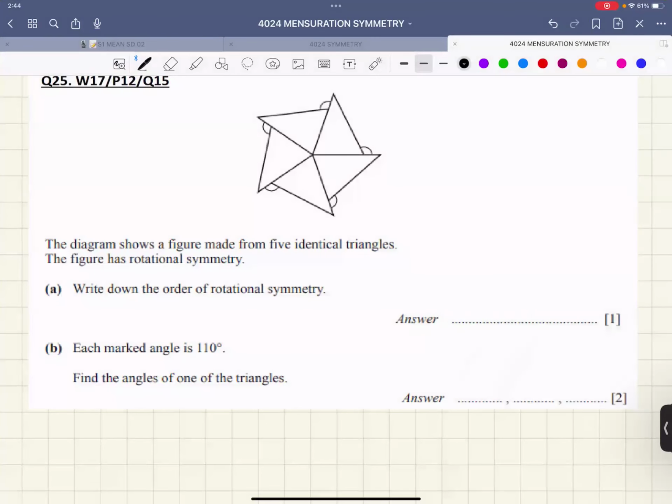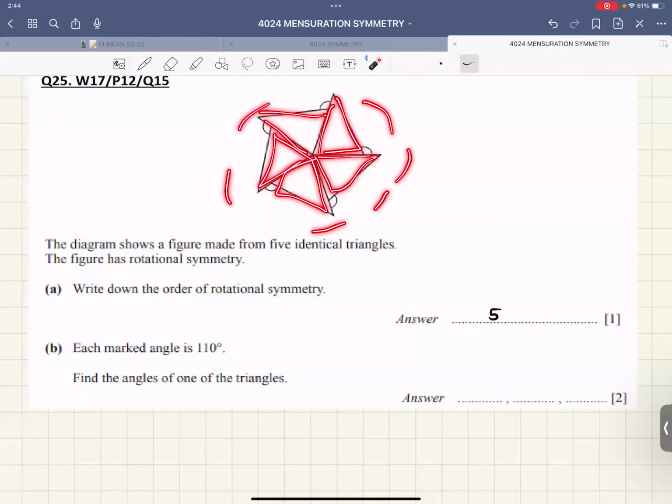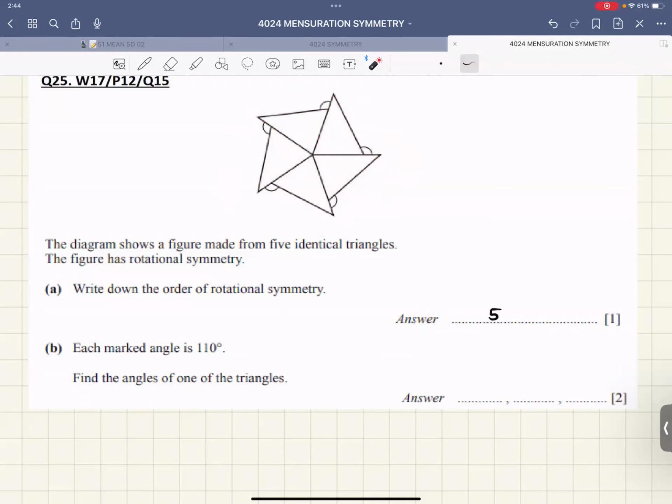So now let's look at this question. The diagram shows a figure made from 5 identical triangles. So these are 5 identical triangles. The figure has a rotational symmetry. Write down the order of rotational symmetry. That's very obvious. That's 5. Because the same figure is identical, and there are 5 of them. So this is 1, 2, 3, 4, 5. There will be 5 turns for it to reach from one place back to the original one. So that's the order 5.